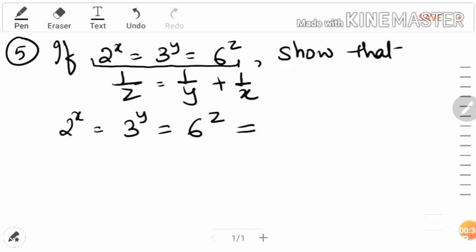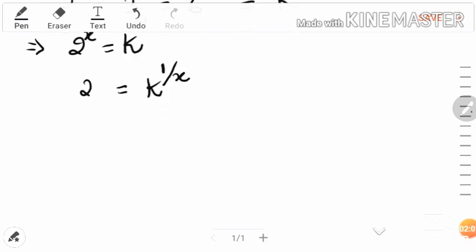These three terms are equal. So we will take one constant. Let all these three terms be equal to k. This implies 2 to the power x is equal to k, which can be written as 2 equal to k to the power 1 over x. We can verify this equation by taking an example.